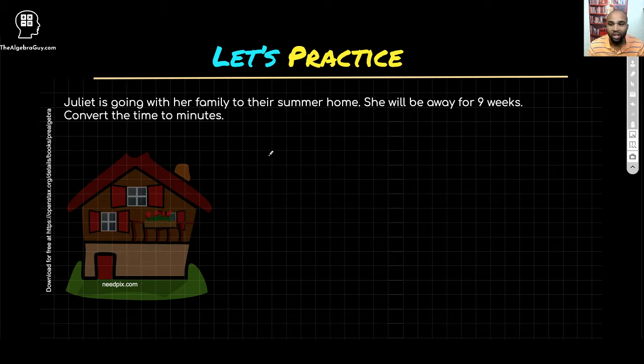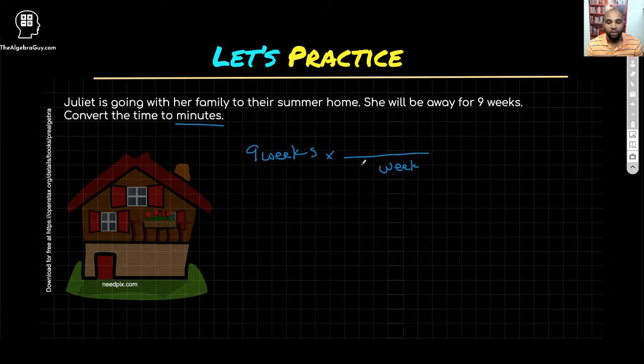So let me start. We've got 9 weeks, and if I can get from weeks to minutes in one move, that'd be great. But I don't know how to do that that quickly. So I'm going to go one piece at a time. I'm going to take out my weeks first, and let's take it to a unit that's smaller.